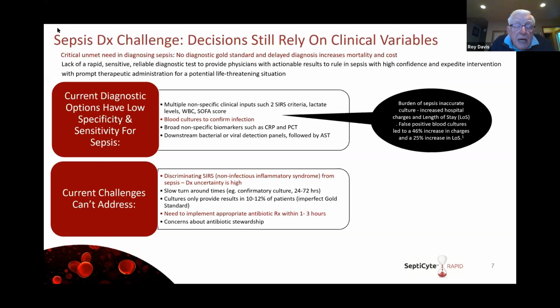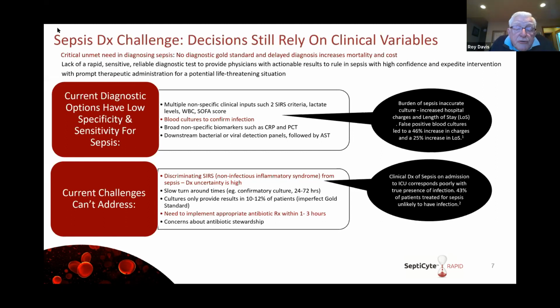stay is impacted. And as you all know, false positive and false negative blood cultures lead to the fact that approximately 46% of charges are increased because of that, and a 25% increase in length of stay is impacted by the false positive blood culture results that we sometimes get. These broad non-specific biomarkers that we use, such as CRP and PCT, are helpful but not specific for sepsis.